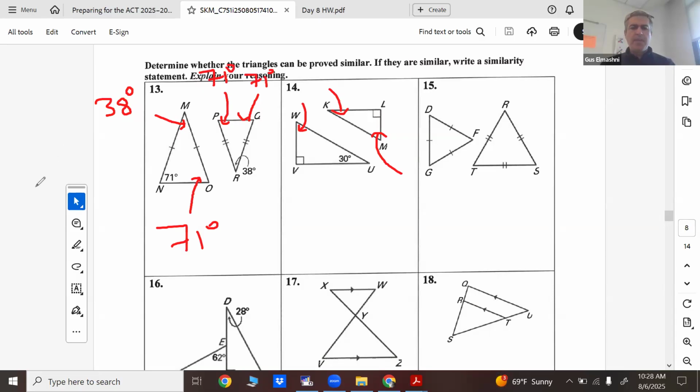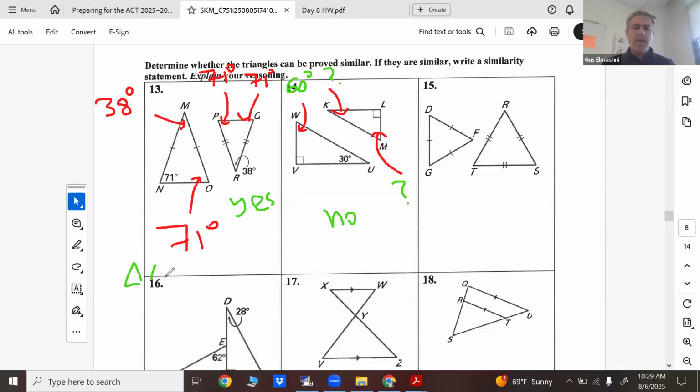Now look at 14. What's the measure of angle W? 60. Here's the problem with the other triangle, KLM. Do I know? I have no clue. So this is no. This is yes.